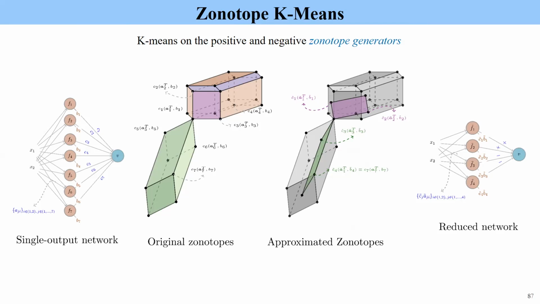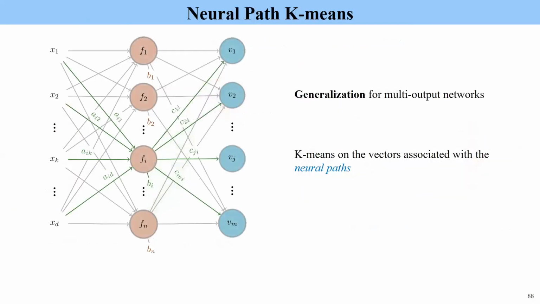We have two algorithms. One of them is called the Zonotope K-means. We have a single output network here as an example. We have the two zonotopes, the green for the one sign, the other for the other sign. And then on the right, we have the approximated zonotopes, okay? And then we form a reduced neural net whose operation is very close to the original neural net. So that's the idea. So tropical geometry then becomes an extremely useful tool in understanding and designing this compressed neural net with very similar performance.